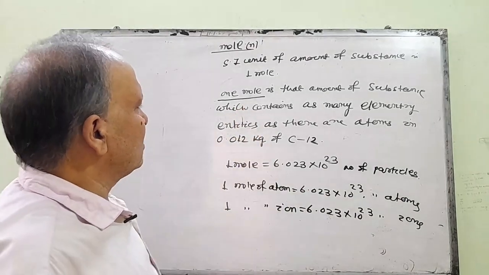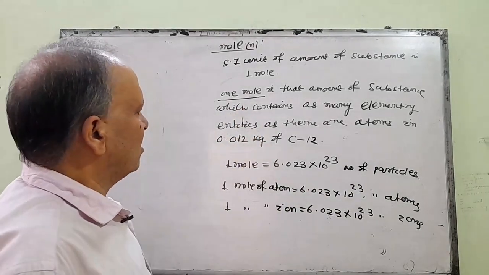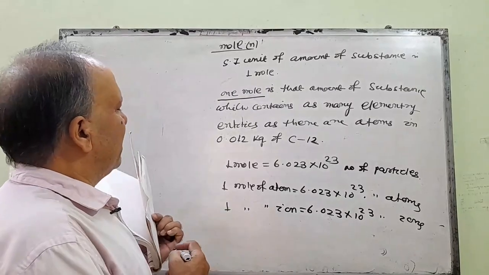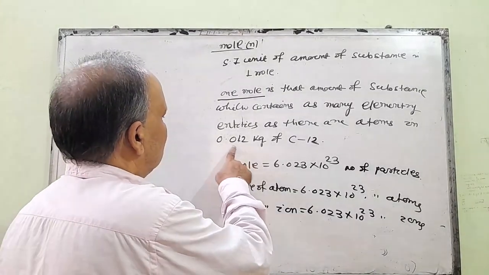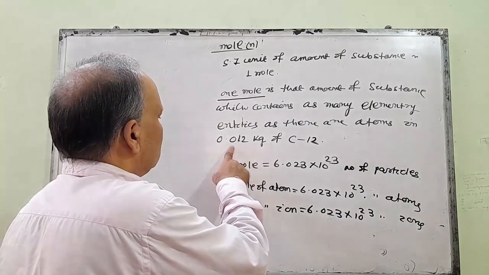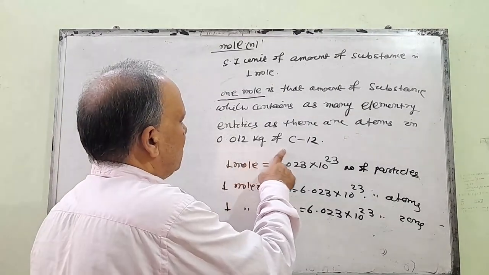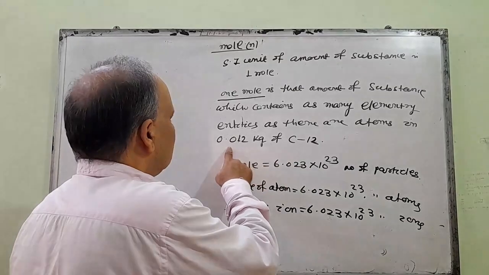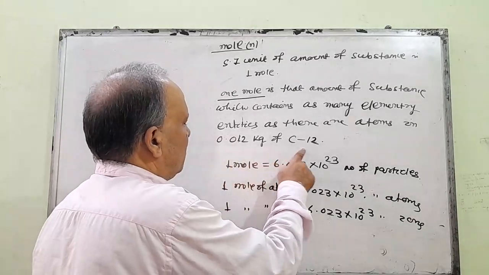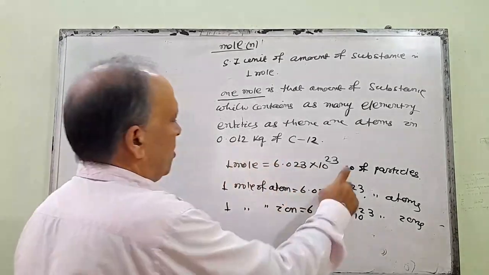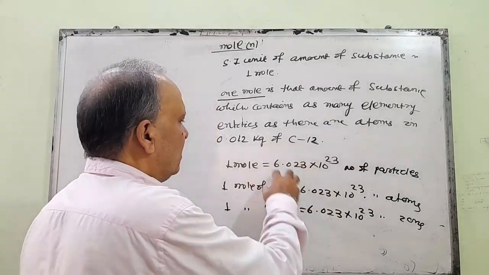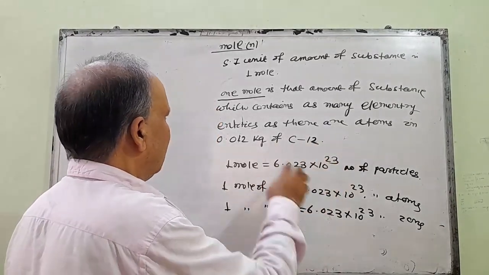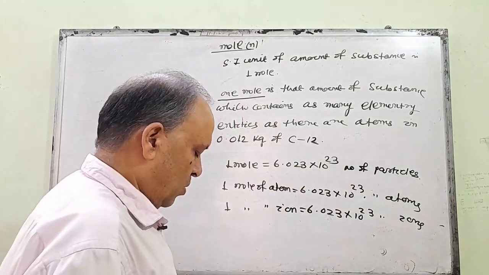So 1 mole is that amount of a substance which contains as many elementary entities as there are atoms in 0.012 kg of carbon 12. That means in 0.012 kg of carbon 12, this number of particles are present, and the mass of this number of particles is equal to 1 mole.